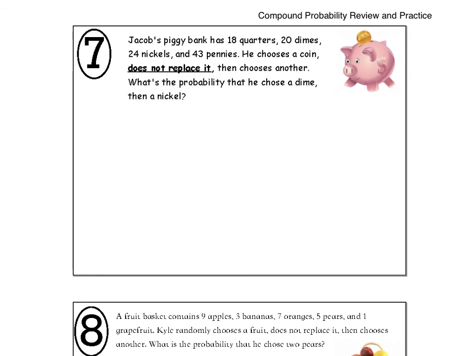All right, so let's take a look at number 7. Jacob's piggy bank has 18 quarters, 20 dimes, 24 nickels, and 43 pennies. He chooses a coin, does not replace it. So this is really important. Does not replace it. So we're going to be doing that dependent. These are dependent for this one.